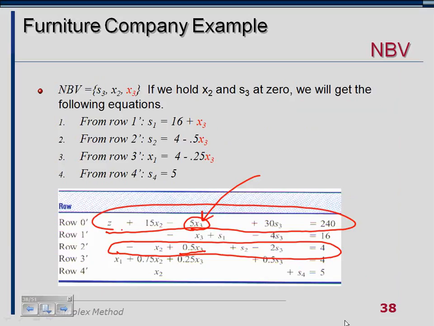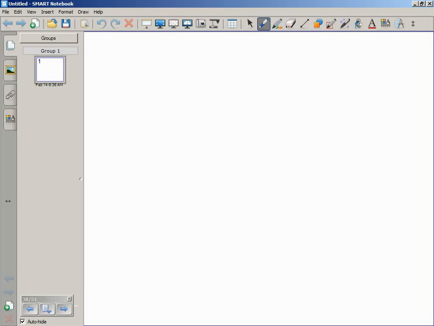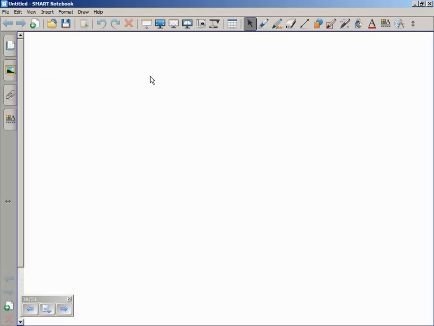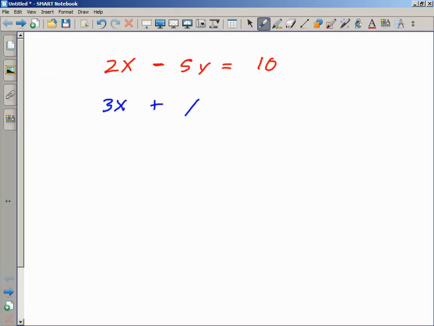It's just like doing this. The exact same thing. I've got 2x plus 5y is equal to 10, say, minus 5y, okay? And then I have 3x plus y is equal to 8. Well, how can I solve this?